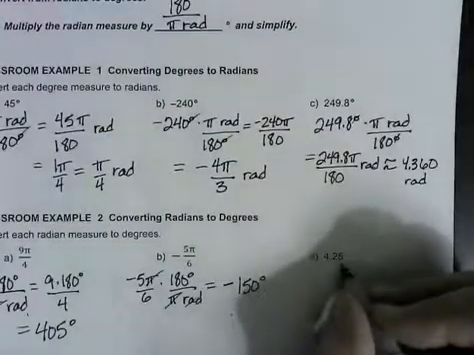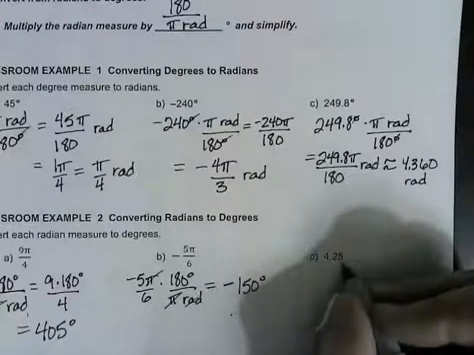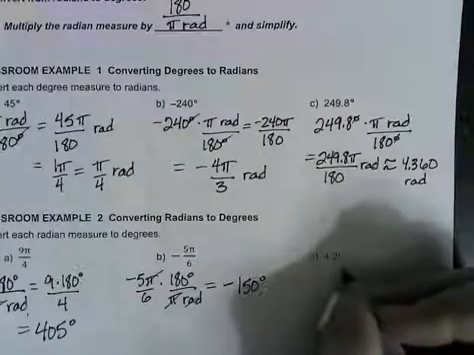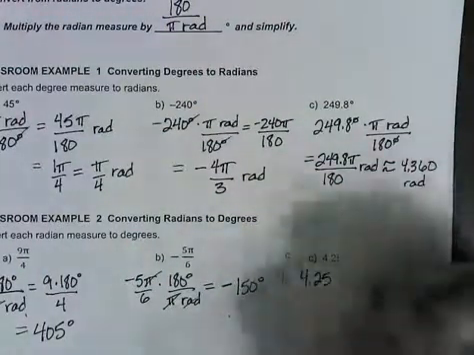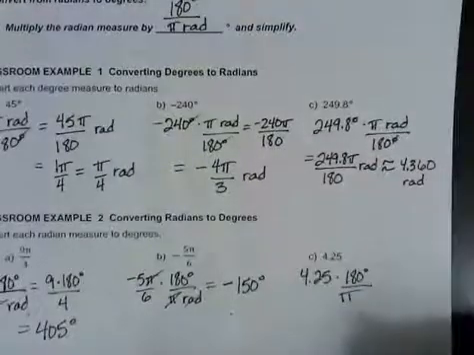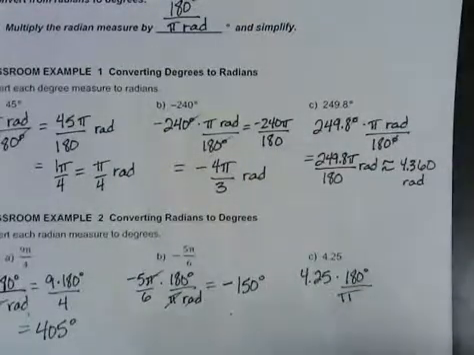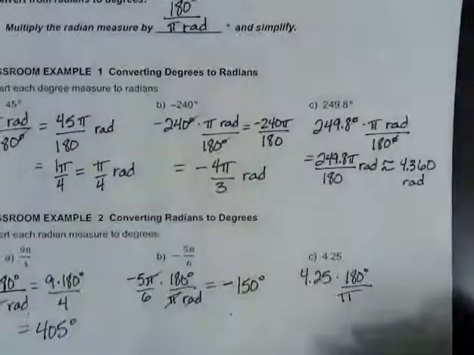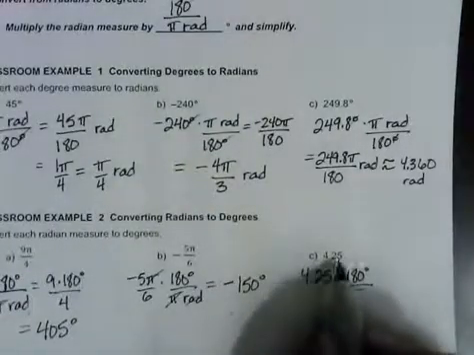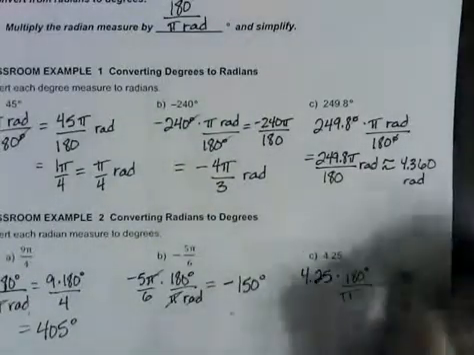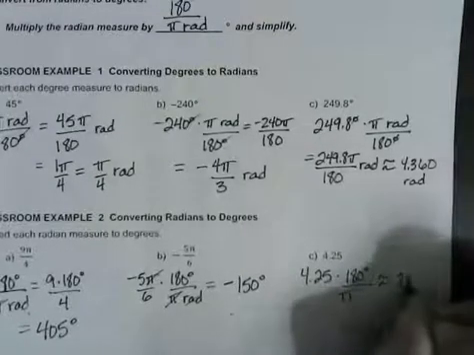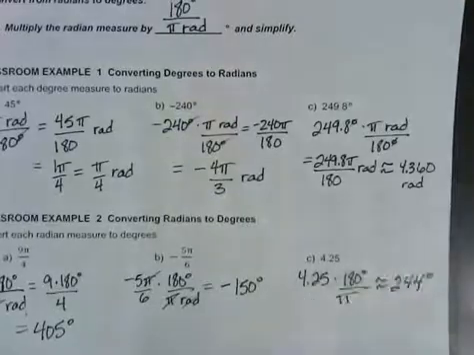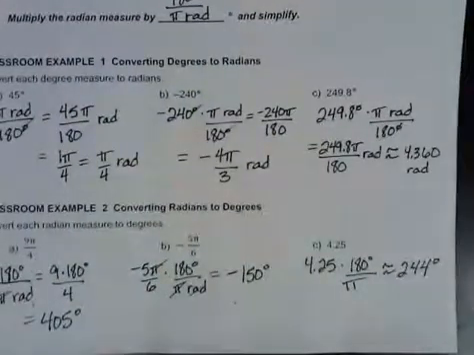Finally with this one, notice it is in radians, but it's not written with the pi. But since there's no degree symbol, that still means that it's in radians. I'm going to multiply this by 180 over pi, and I'm just going to put that whole thing in my calculator, and I'm going to use significant digits on this one. This had 3 significant digits, so I'm going to round my answer in degrees to 3 significant digits. That gives me 244 degrees.